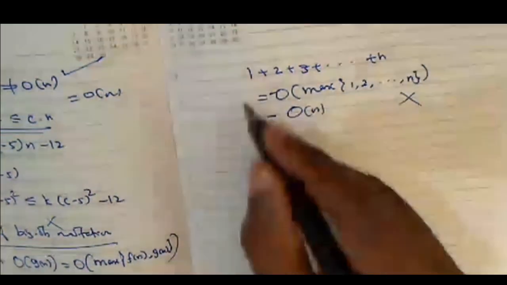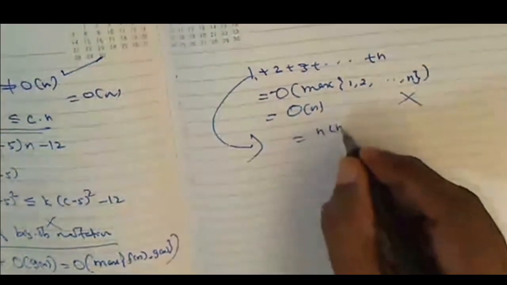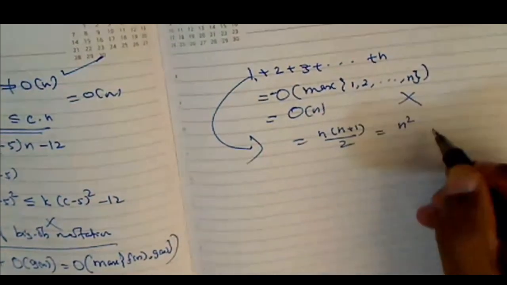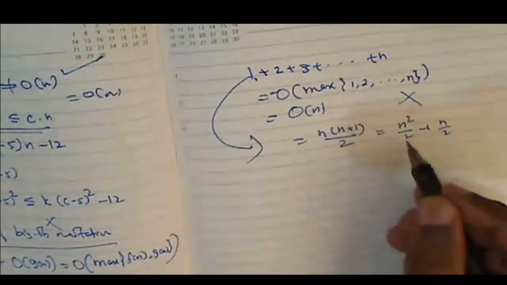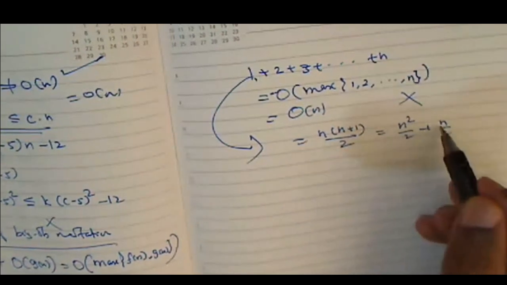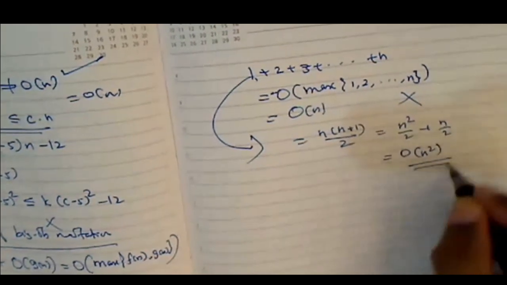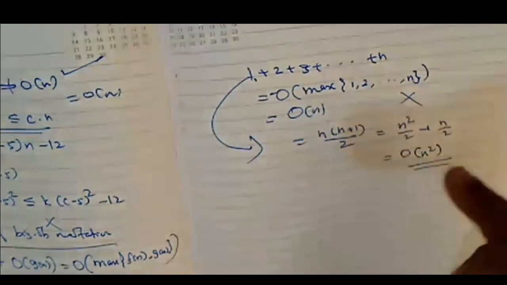Therefore, this expression you have to simplify. You have to sum it, so you will be getting n into n plus 1 divided by 2. That is equal to n square by 2 plus n by 2. Now the 1 by 2 is a constant real number that you can remove. Out of n and n square, the maximum is n square. So that is equal to order of n square. So this is the correct answer, and the earlier one is not the correct answer.